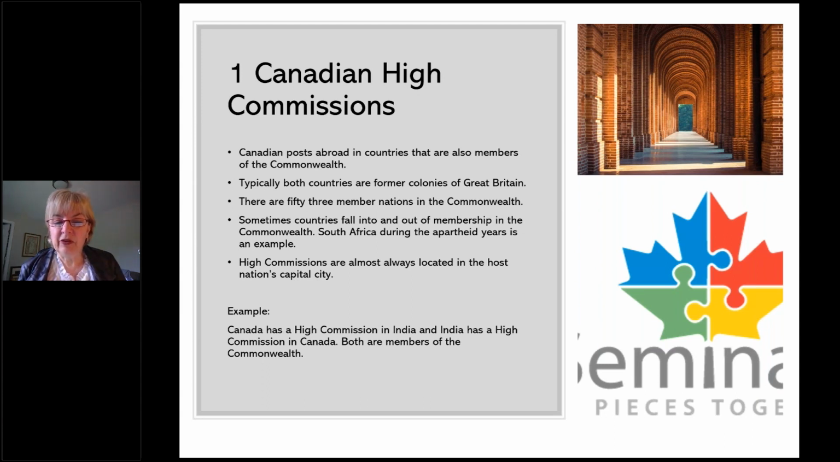So high commissions are almost always located in the host nation's capital city. For example, Canada has a high commission in India, and India has a high commission in Canada. In India, the Canadian High Commission is located in New Delhi, and for India, their High Commission is located in Ottawa. Both countries are members of the Commonwealth.